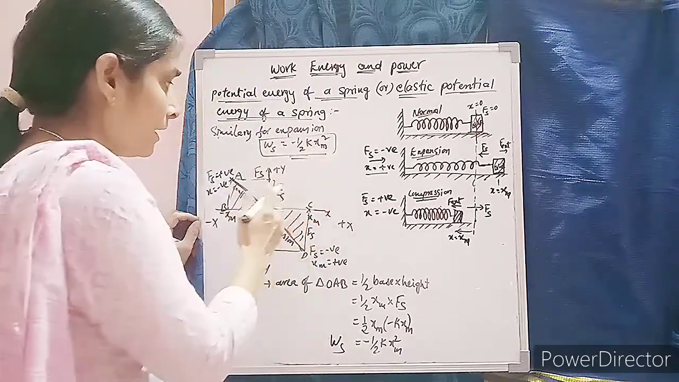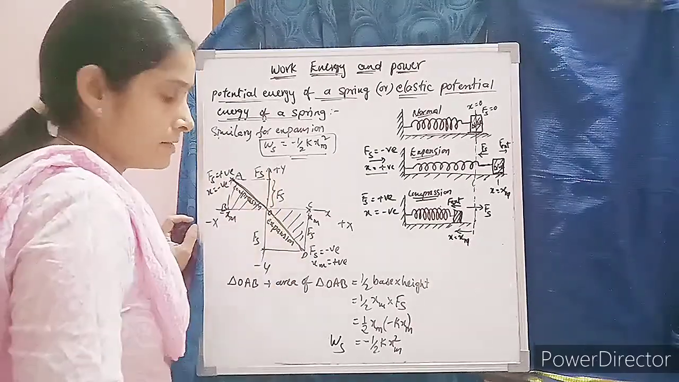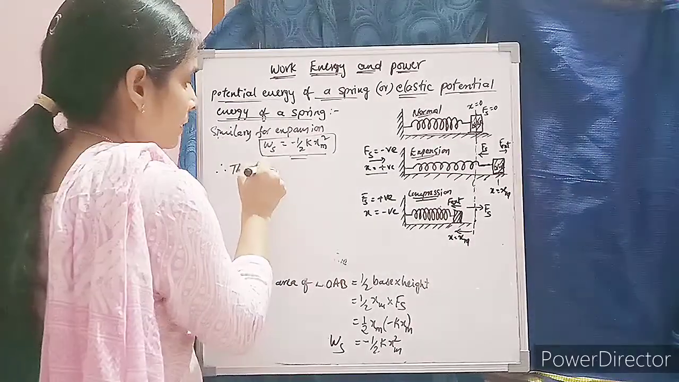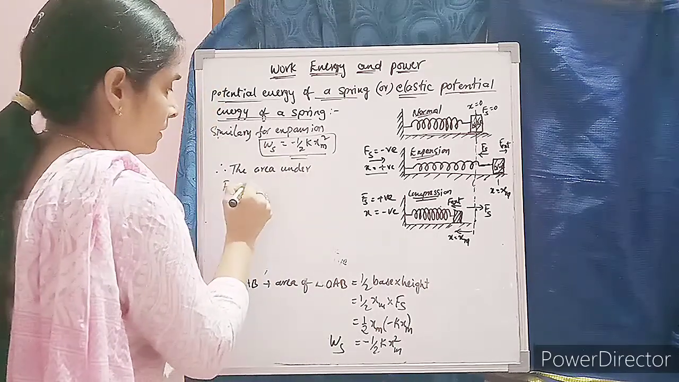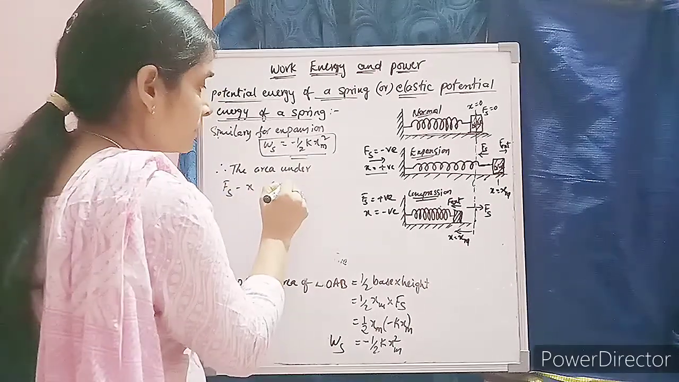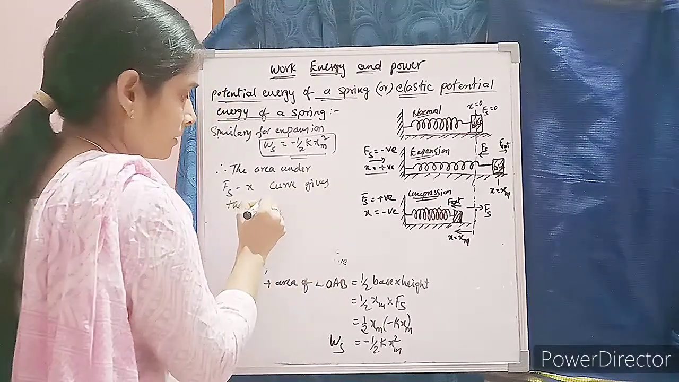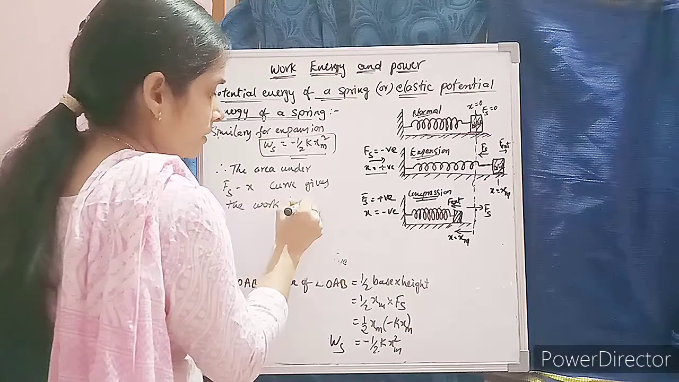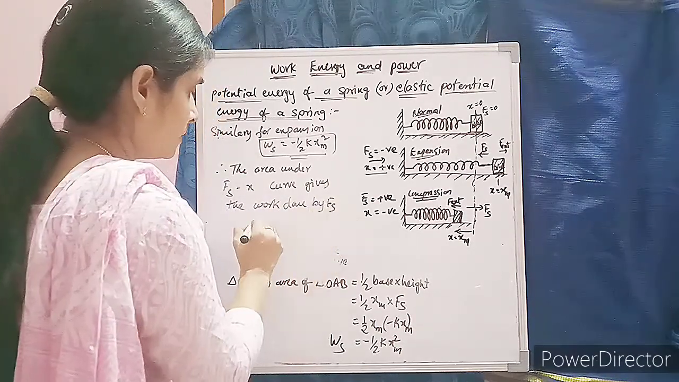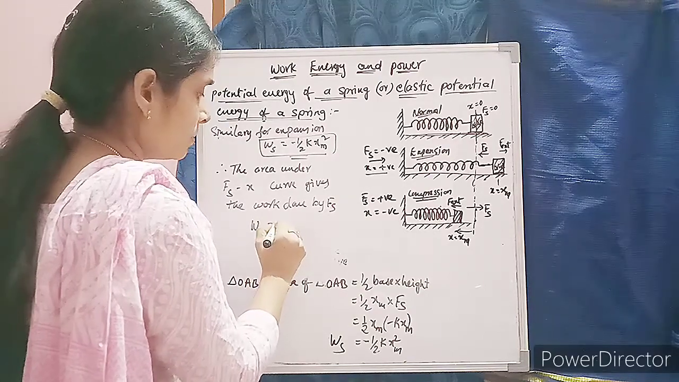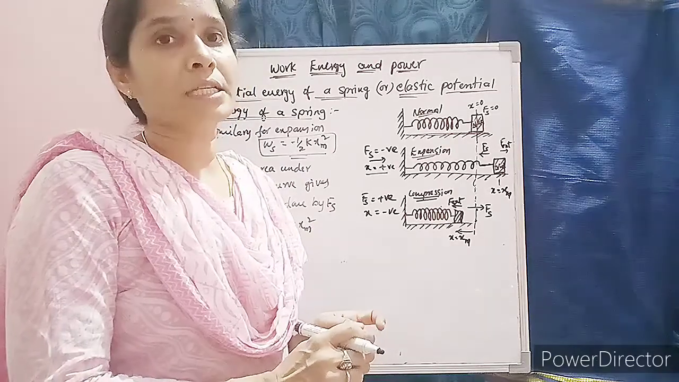That means the area under the spring force versus displacement curve gives the work done by the spring force, that is Ws is equal to minus half k xm square. The spring force is a conservative force.